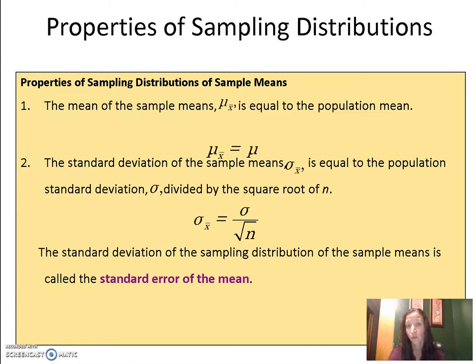From this point on and for the rest of the course, whenever you get n, the sample size, you have to take sigma divided by the square root of n.